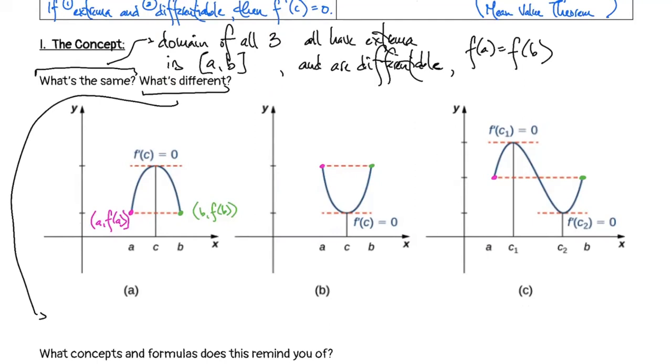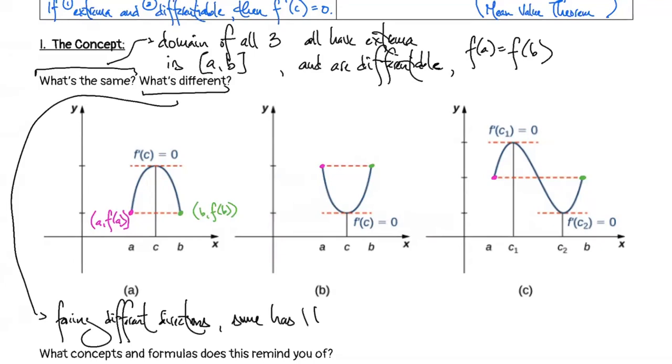Yeah, the degree, right? Like the first two, they only have one bump. But the third graph has two bumps. So they're facing different directions. Some have one bump, others have two.